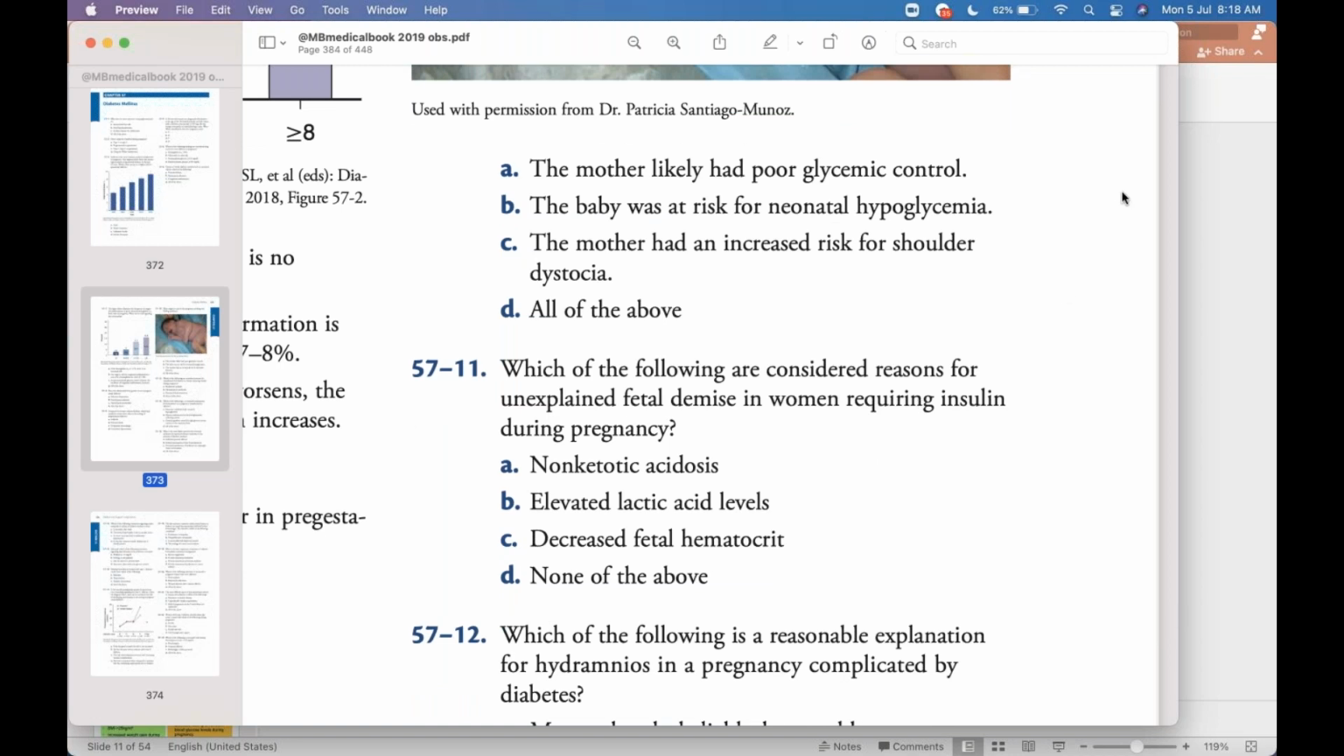Nobody is messaging, nobody is writing the answer in the question bank. We have very little time, we have to cover a lot.